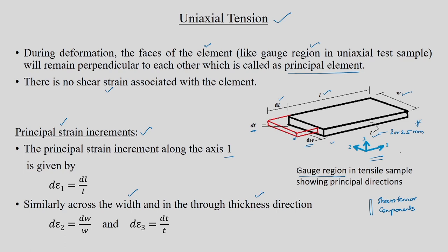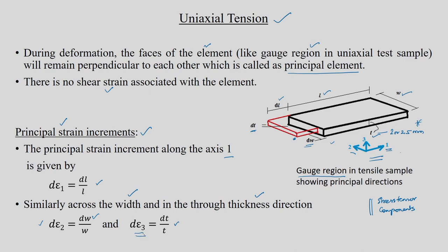Okay, so along the length, which is defined by 1, I am going to call d epsilon 1, that is dl by l, that is the original definition which you have seen in the previous section, and in a similar way, we can write dw by w, that is along 2, which is in the width direction, that is d epsilon 2, and d epsilon 3 would be dt by t. Okay, so one is the principal strain increment along the length, the other one is principal strain increment along the width, the other one is principal strain increment along the thickness.